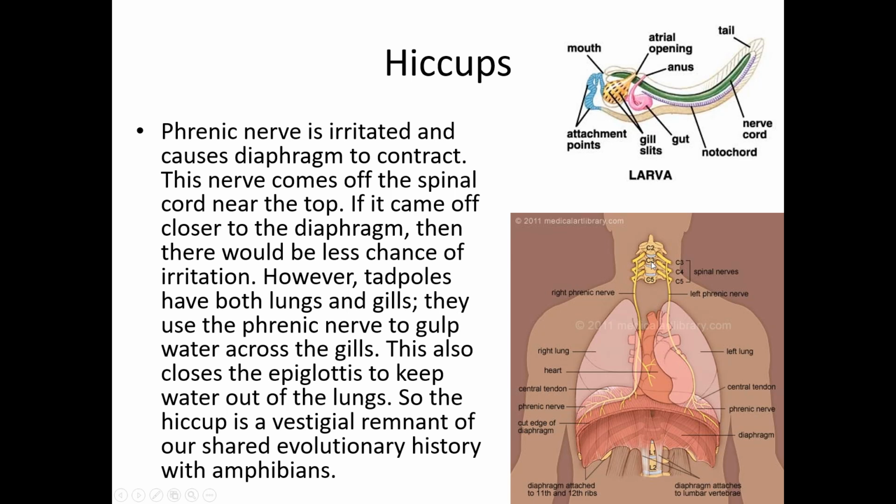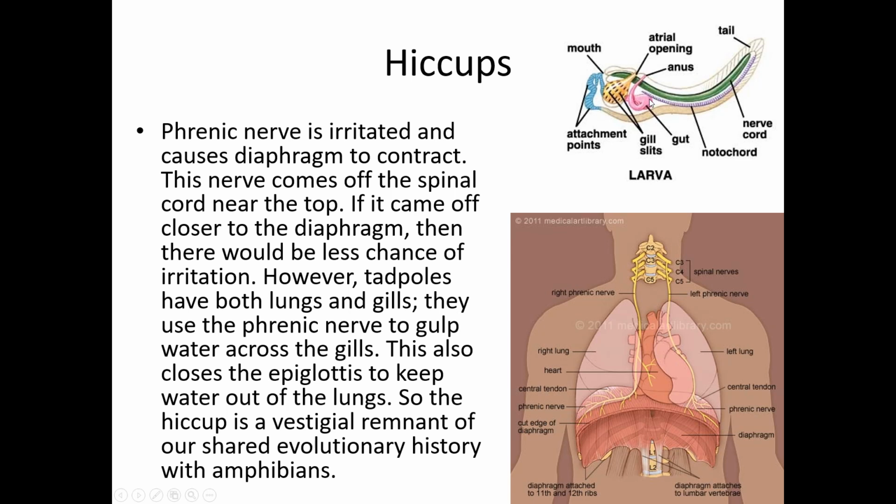So a hiccup is kind of two things. It's your diaphragm contracting, and then your epiglottis folding over your trachea so that you close your airway off. If this nerve were shorter and it came off towards this part of the spinal cord, the chance of it getting irritated would be much lower, so we wouldn't get hiccups. But the thing is, that phrenic nerve, it's been in our genes since the time when we were amphibians a long, long, long time ago.